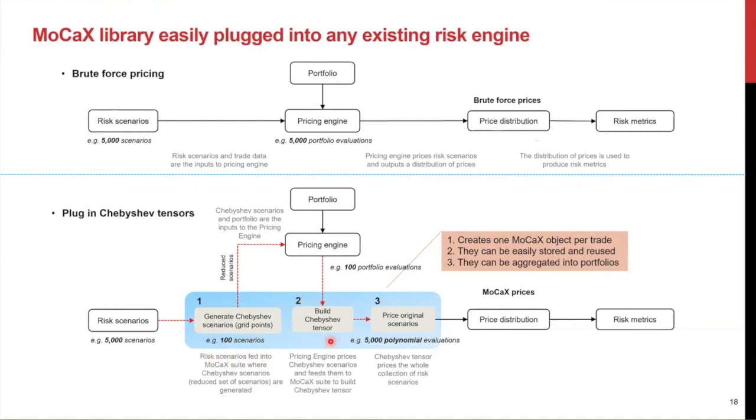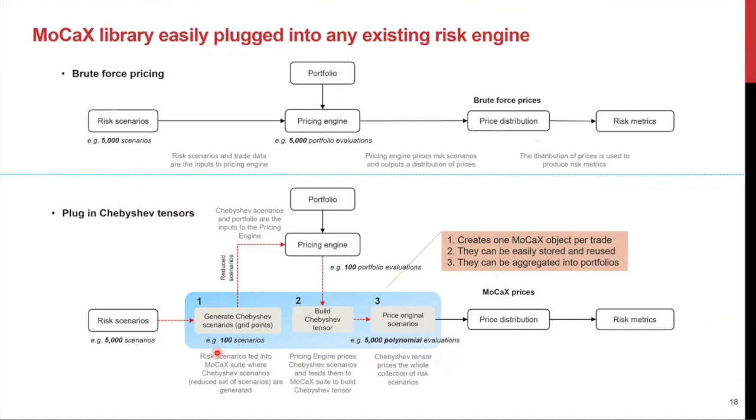The Chebyshev tensor, remember that we've got the Barycentric interpolation formula, so that we can price the original 5,000 scenarios that we've got there with the tensor, which takes no time at all. It gives you the price distribution and the subsequent risk metrics, just as you calculated them before. The key thing here is that we went from 5,000 scenarios that you would have had to evaluate with your pricing routines and the brute force approach, to only evaluating the grid points of the Chebyshev tensor, which in this case were 100. Basically, we've saved ourselves 4,900 evaluations, and that's where the time savings come in.